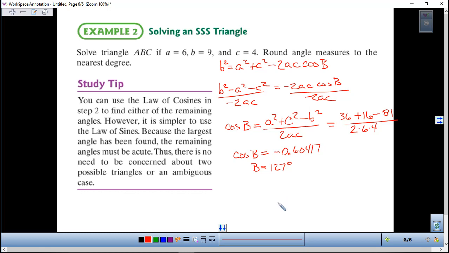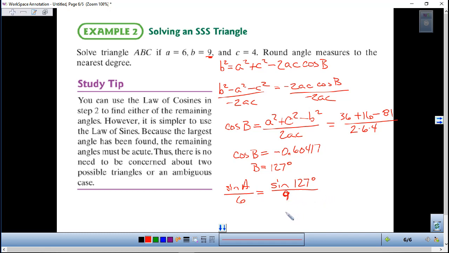So there's my obtuse angle that the law of cosines will find that the law of sines will not. So now once I know I've got my obtuse angle, which is always going to be opposite the largest, that's why you're doing the largest first with the law of cosines, the rest of them I can do with the law of sines and just subtraction. So do you want to find A or do you want to find C? Let's go ahead and find A. So we've got sine A over 6 is equal to sine of 127 over 9.